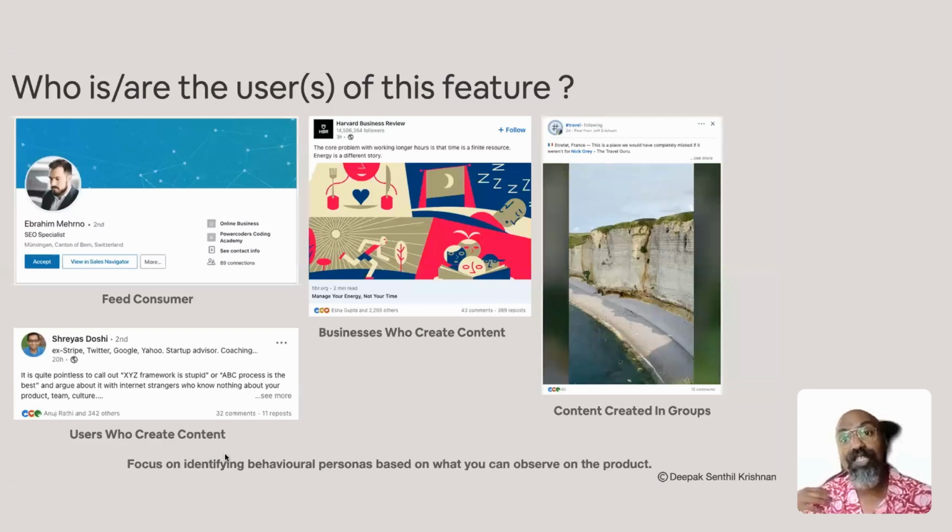Then there is the person who's actively creating content. And there are probably then three types of content creators, right? There is the individual user who is creating content. There is the business who's trying to create content. And then there are groups as well, which are also trying to create content. All of this amalgamates together to create your final newsfeed structure.